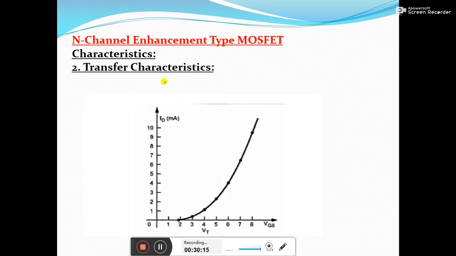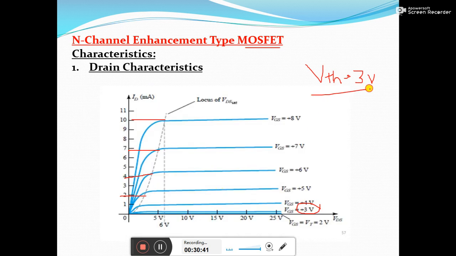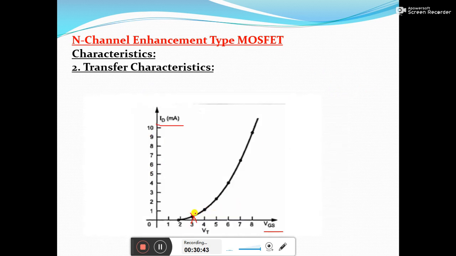And regarding the transfer characteristics, you have done this experiment in the practicals also. Transfer characteristics are nothing but the curves between ID and VGS, keeping the VDS value constant. You can see here until the VGS value is 3 volt, or you can say the threshold voltage, as we have seen in the previous case, VTH was assumed to be 3 volt. Until the VGS value is 3 volt, the ID current is almost 0. After 3 volt, the current starts rising.